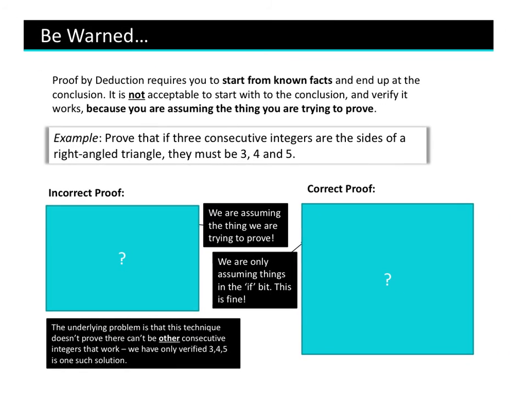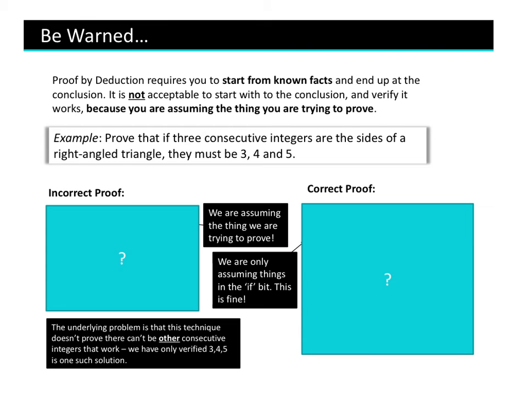So, nice and simple examples here. Proof by deduction requires you to start from known facts and end up at a conclusion. You cannot start with a conclusion and then say that you've proved it.